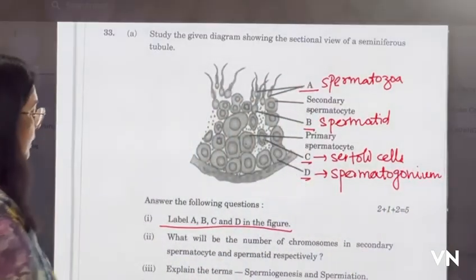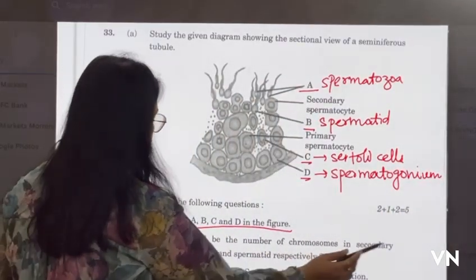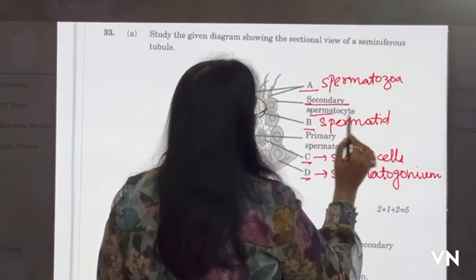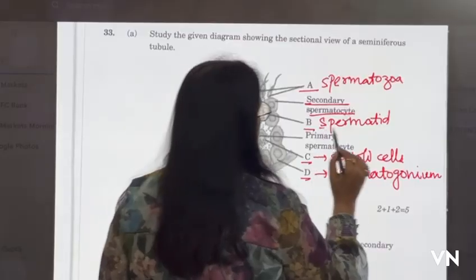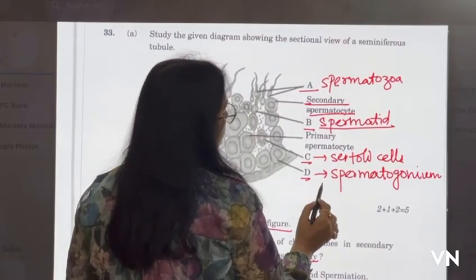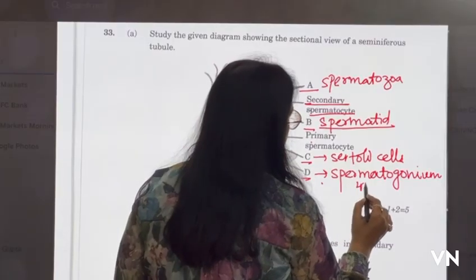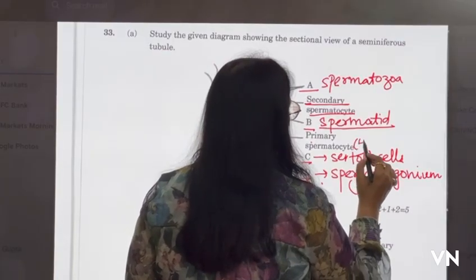Okay, in the next part, what will be the number of chromosomes in secondary spermatocyte and spermatid respectively? See, spermatogonium multiply and give rise to primary spermatocytes. So, 46 chromosomes here, 46 chromosomes here.